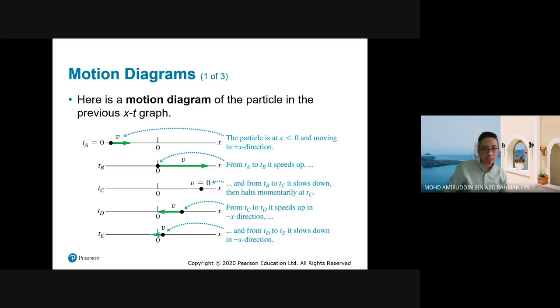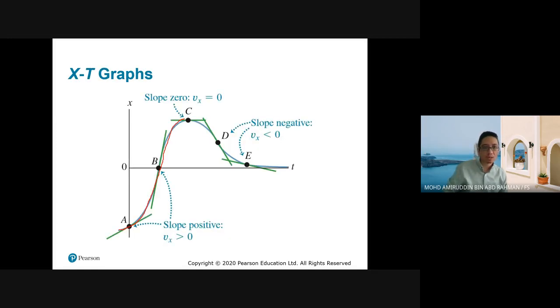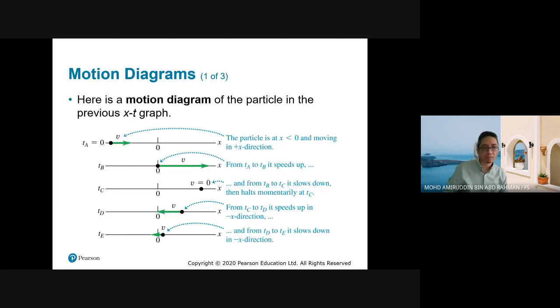And then after that it slows down and then it stops. So it stopped at C. So it's going from slow, then speeding up, and suddenly stopping, and then the speed decreases after that. When the speed decreases, the velocity is now negative, so it is moving in the minus x direction.